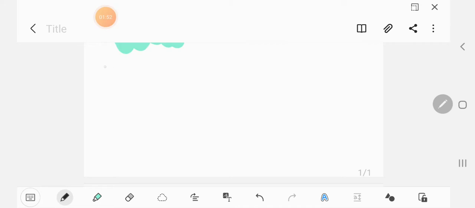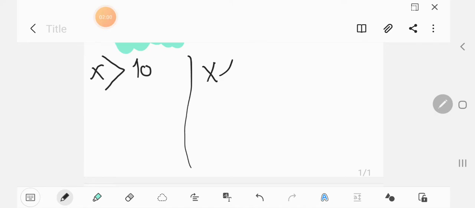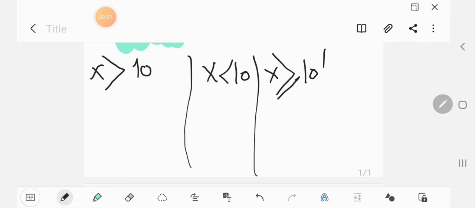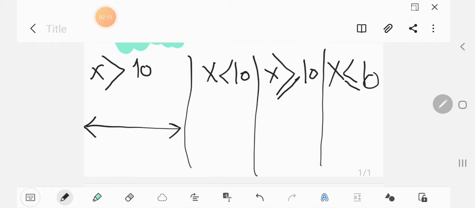If we have here x greater than 10, and x smaller than 10, x greater than or equal 10, and the final one, x is smaller than or equal 10. First we are going to draw our number line. Which number do we have here? It's 10, so no need for writing all the numbers. We are going to only write the number 10. And after this, we are going to make a circle.